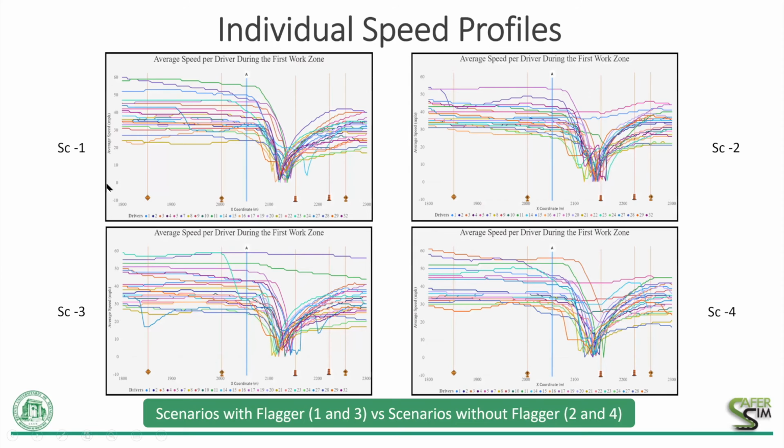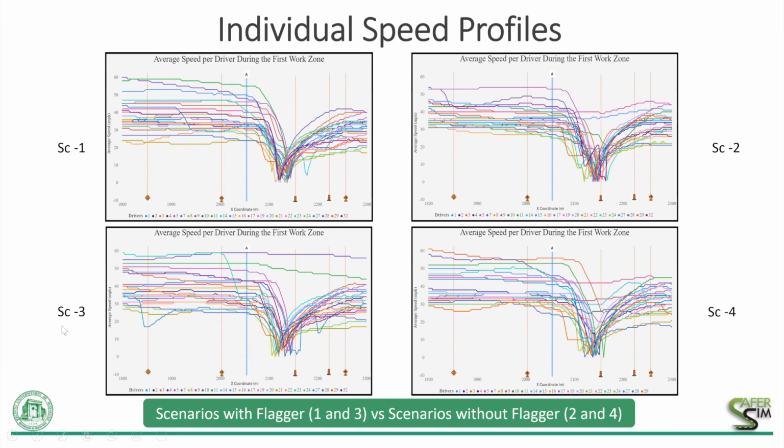Now, these are the individual speed profiles. As you can see here, scenario one is with the flagger. In this case, all the vehicles stopped at one point previous to the work zone. This is the first work zone. Some of them really didn't stop completely, but most of them stopped. However, in scenario two, without the flagger, we had several vehicles that really didn't stop at all. They just continued, and we will see what happened with them.